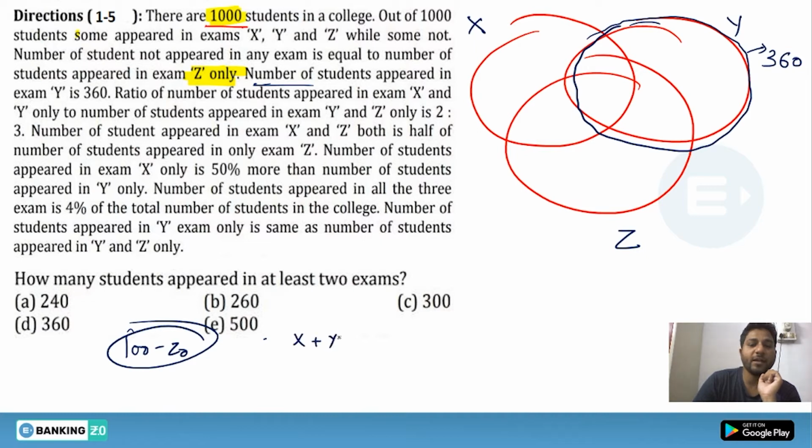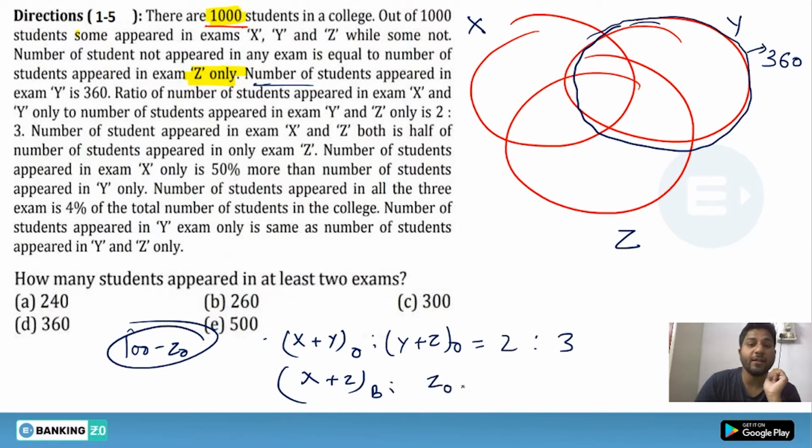X and Y only, to the number of students appeared in Y and Z only, will be 2:3. Okay, we have got it. Another one says the number of students appeared in exam X and Z both is half of the number of students appeared in Z only. Okay, so 1:2. All right.